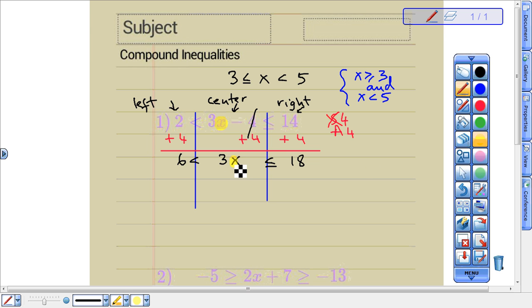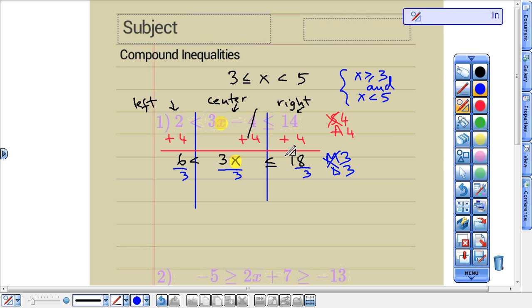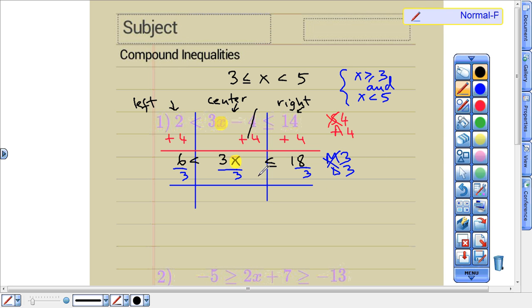Our variable is still in the center. We have multiplication, multiply by 3, inverse operation, divide by 3. We're going to divide by 3 on each side. Well, 3 is a positive number, so we're not going to change the sign of the inequalities. So we're going to have in the end 2 is less than x is less than or equal to 6.